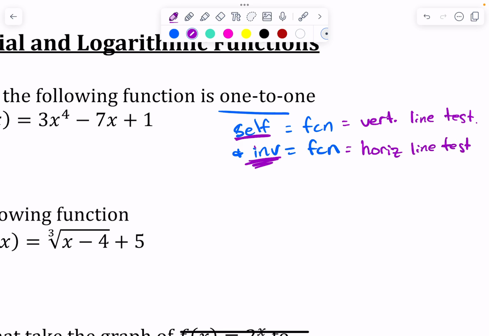So basically, or also, if something itself is a function, no x's repeat. If you're talking about the inverse, the x's and y's are flipped around. So in order for it to be a one-to-one function, no y's will repeat as well. Okay. And so that is how that kind of breaks down.